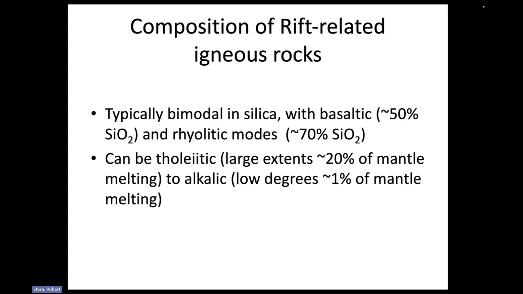The igneous rocks associated with rifts can result from large degrees of melting of the mantle to low degrees of melting of the mantle. And we can distinguish those on the basis of chemical composition that we don't have to get into here. But the large degree melts are called tholeiites. So we describe these volcanic rocks as tholeiitic. And sometimes they're alkalic, which means they have a lot of sodium and potassium and other things.